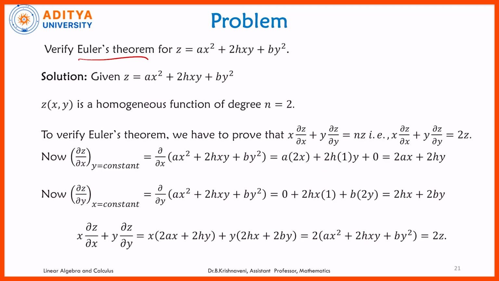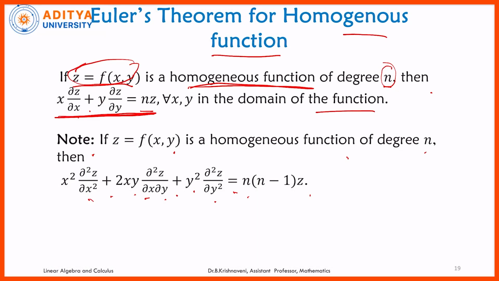So what is Euler's theorem? Just the given statement. This is Euler's theorem. That is, if z is homogeneous of degree n, then x ∂z/∂x plus y ∂z/∂y is equal to nz. So, you can apply Euler's theorem to get the answer very easily.